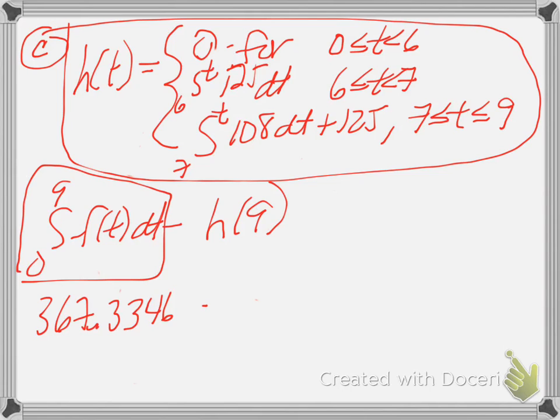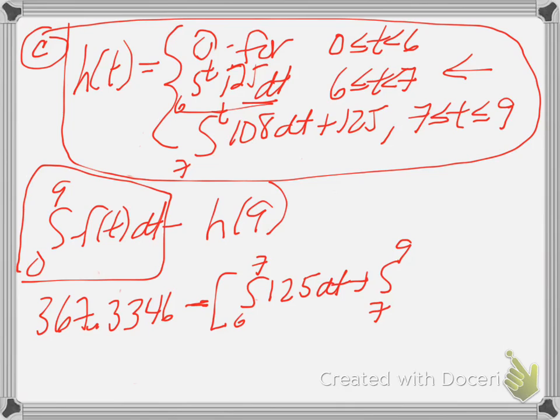So h of 9. Remember, up until 6, nothing, she didn't remove any. So we're going to start here. From 6 to 7, we have this minus, I'm going to put it in hard brackets. How much was removed from 6 to 7? We're going to use this function right here, 125 dt. And then she also removed snow from 7 to 9. We're going to use this function right here, 108 dt. And we don't have to add the 125 because we're already accounting for that right over here.